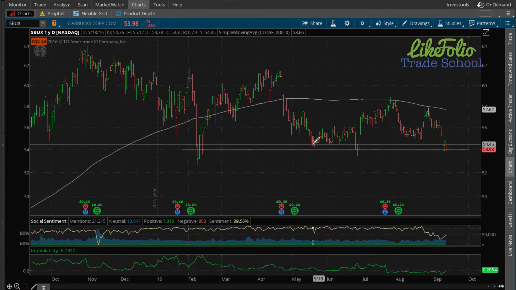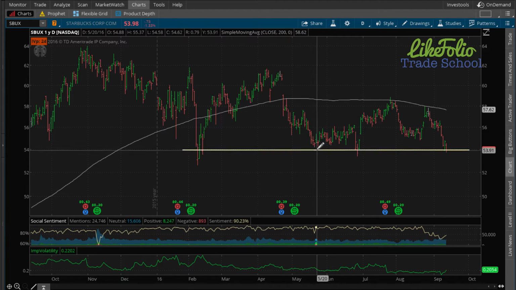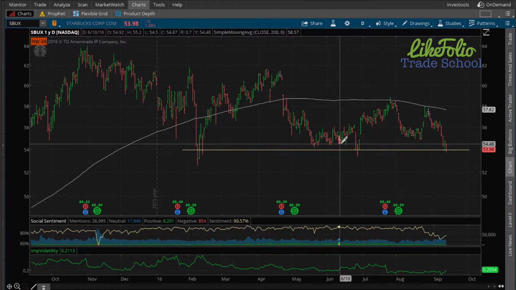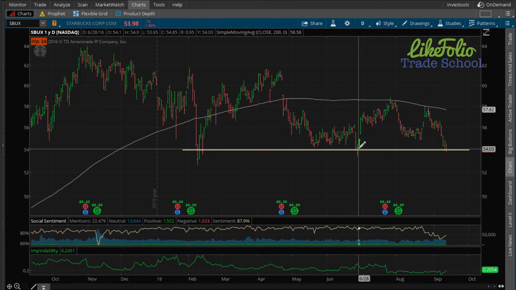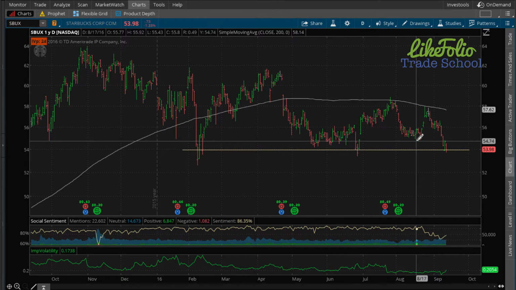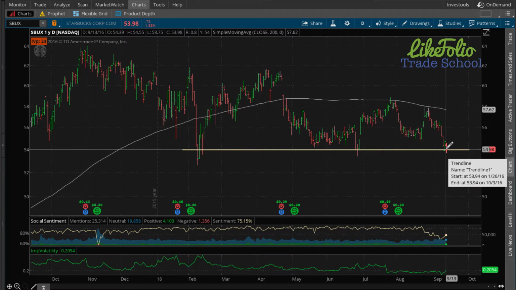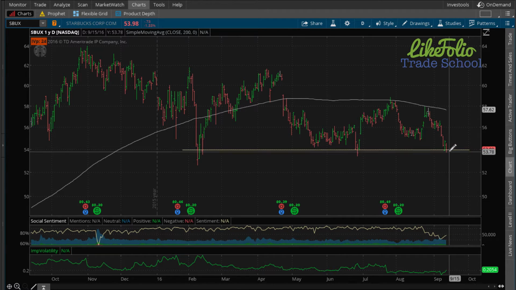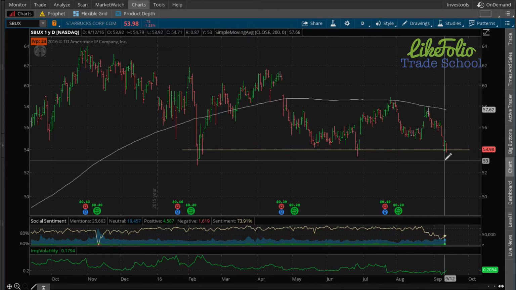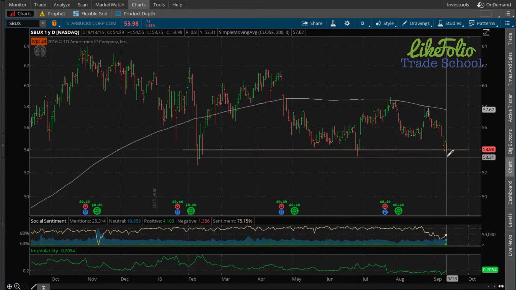So you can see in this area, it's tested this 54 level several times. Once, twice, 3, 4, 5, 6 times. And then it came back over here, got near it, popped up. And right now we're right on it. So this would be a bullish signal or bullish potential opportunity here. Is the stock going to break through support or is it going to bounce off support? We don't know. All I know is that I can make calculated risks.